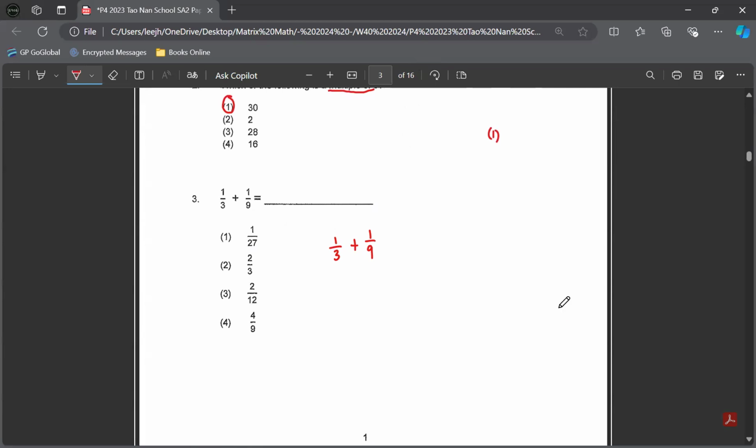So if you look at the fraction, it's actually different denominator. So you need to make them the same. You make them to a denominator of 9. So this will be times 3. So 3 over 9 plus 1 over 9. Your answer is 4 over 9. So your answer is number 4.